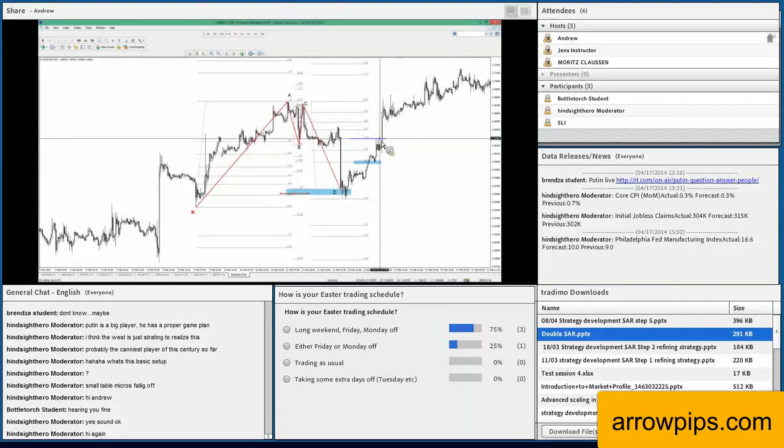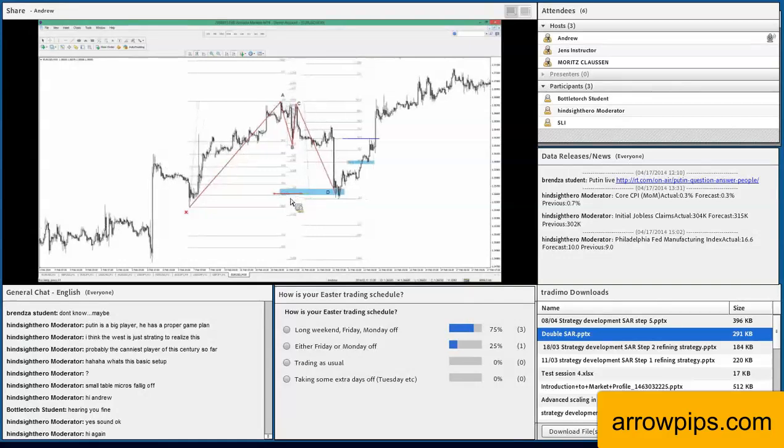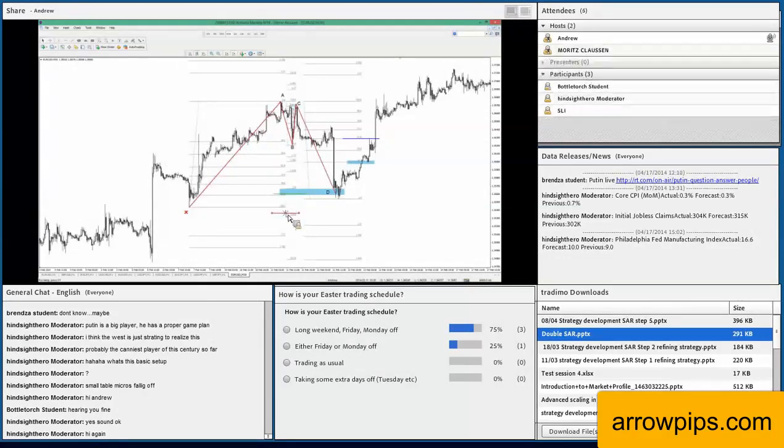So in that case, a nice little trade, 67 pips or whatever the case is, for an initial risk somewhere down here of 25 pips. So that's the first option in terms of take profits.